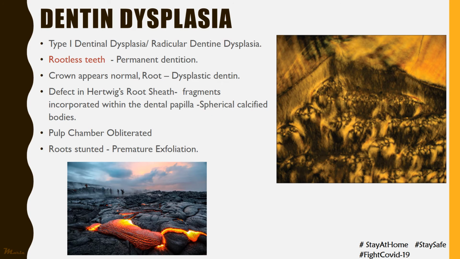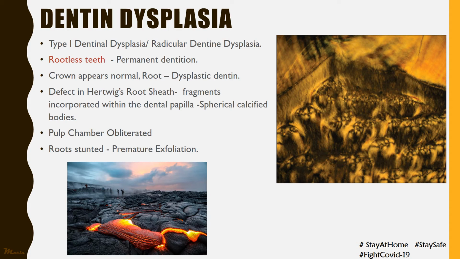Type 1 dentin dysplasia characteristically shows a feature known as rootless teeth. This form of dysplasia affects the permanent dentition predominantly. The crown appears normal, however the root development is stunted because of the formation of dysplastic dentin. Dysplastic dentin basically refers to abnormally formed dentin.